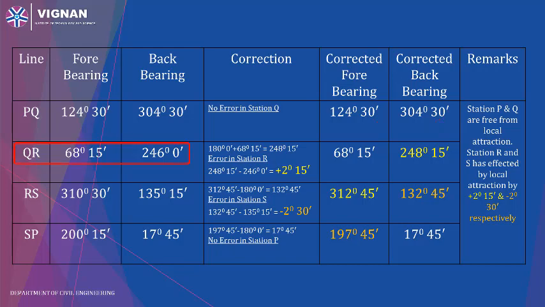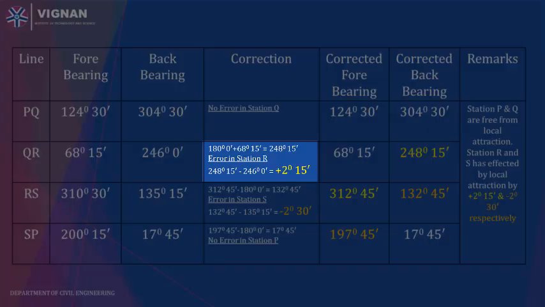So in this survey line QR, as we have stated that station Q is not affected from local attraction, we'll state that forebearing of QR 68 degrees 15 minutes is correct because it is taken from station Q. If forebearing of QR is 68 degrees 15 minutes, then the back bearing shall be 248 degrees 15 minutes. If we closely look, I have written the calculations in the correction column in the relevant QR row.